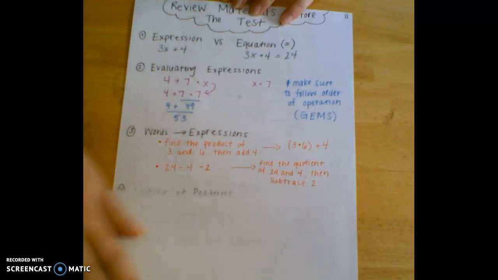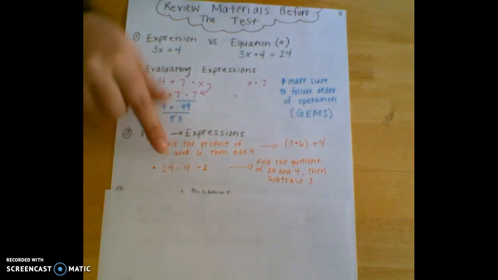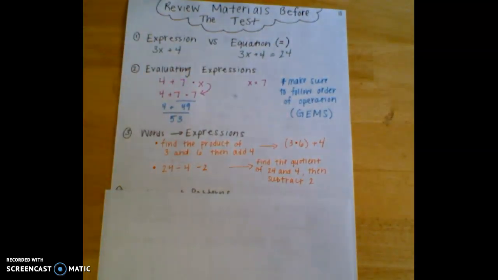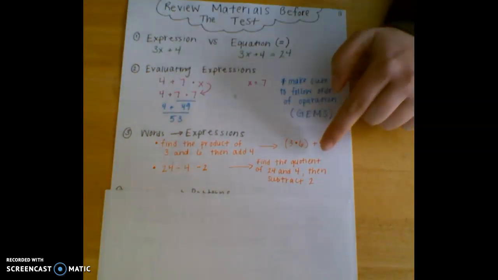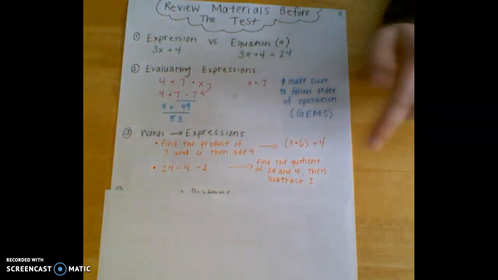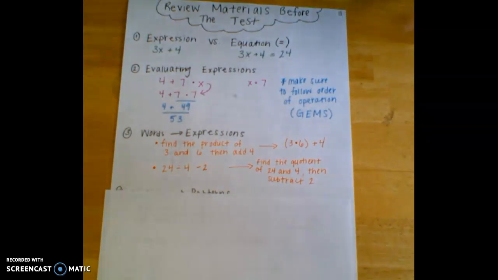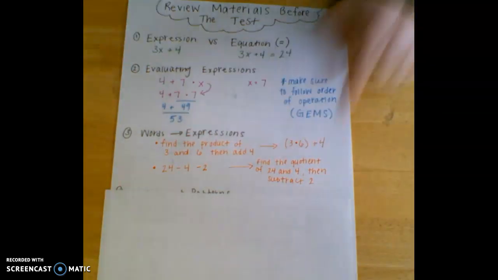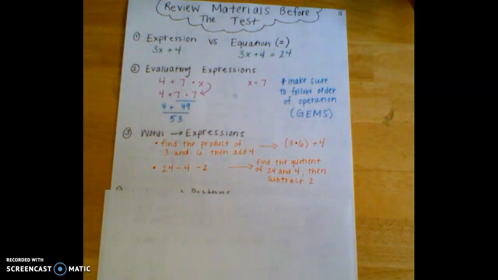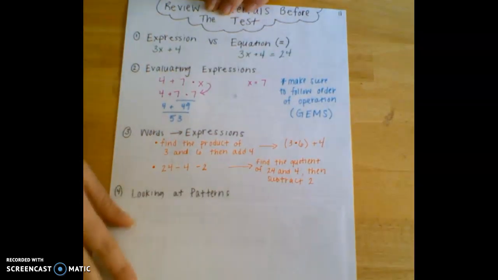If I look at it the opposite way of what we have, I have 24 divided by 4 minus 2. I had to put that into words. So find the quotient of 24. Quotient we know means divide. Quotient of 24 and 4, then subtract 2. So make sure you're being really, really careful on those words that you are using.